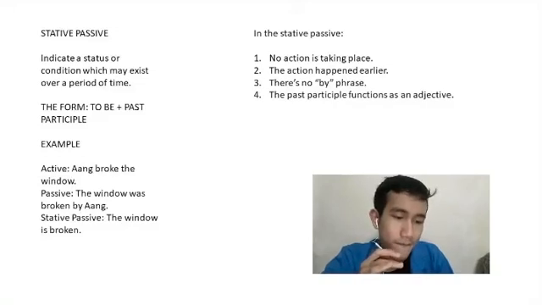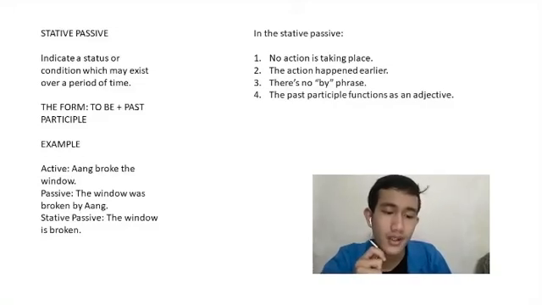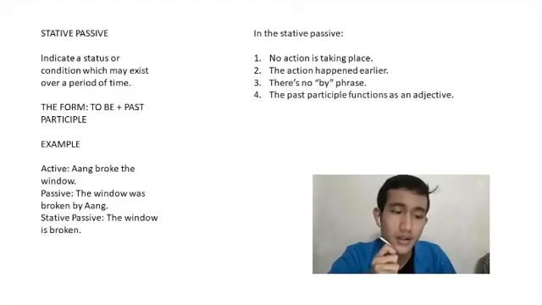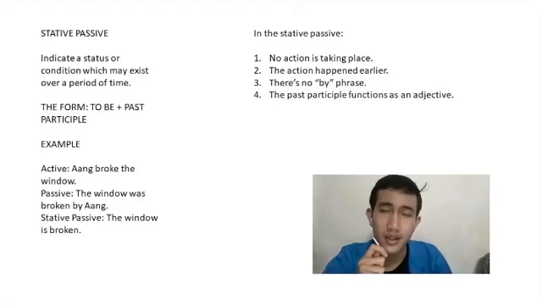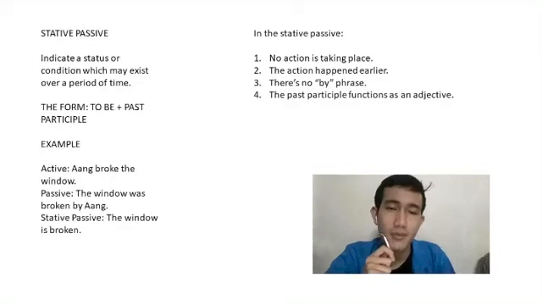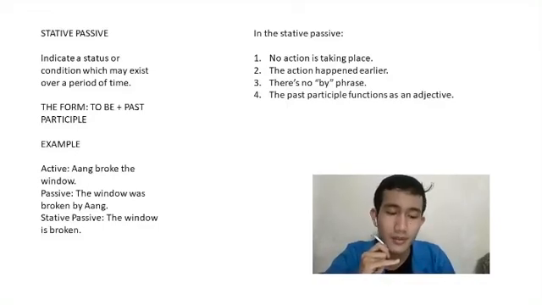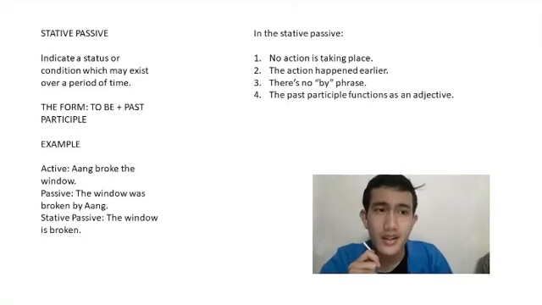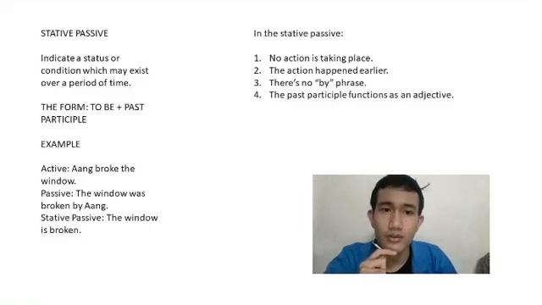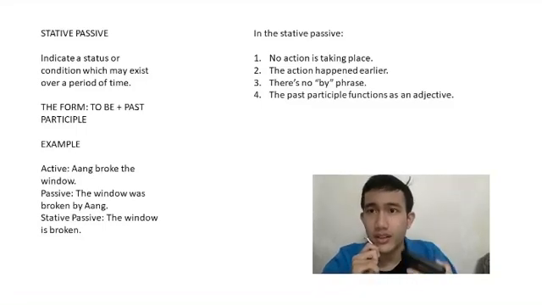And then in this stative passive, the first thing you need to understand is no action is taking place and the action happened earlier. Then there's no "by" phrase because the "by" is only for passive sentences. And then the past participle functions as an adjective. I think it is very easy for you to understand because passive and stative passive are very different.